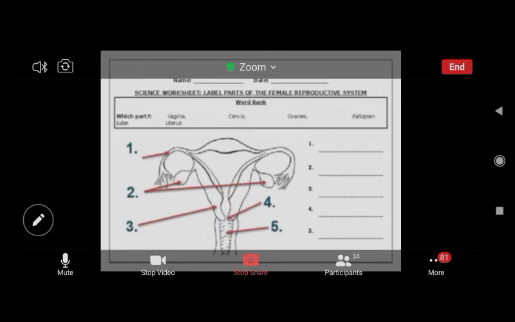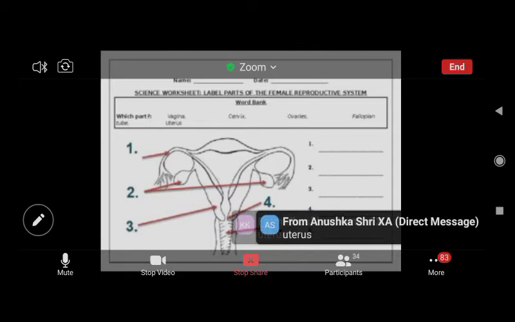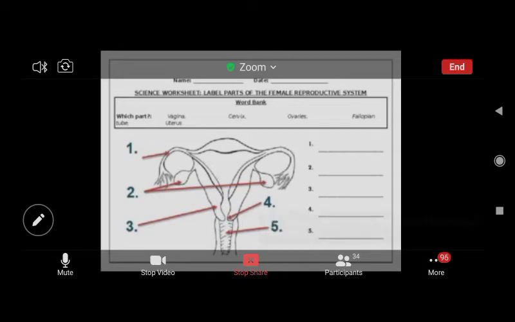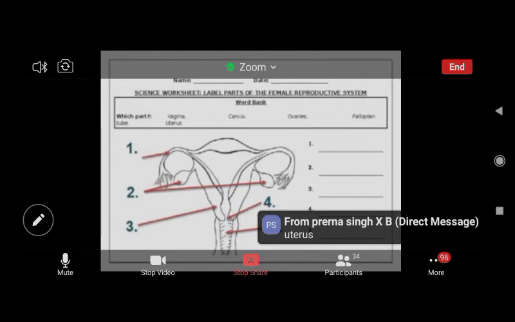Okay, fine. Now, the labeling 3. What is the labeling 3? Okay, very good. No, Pushkar, wrong. We are talking about labeling 3. Yes, correct. Labeling 3 is uterus, not cervix. Yes, it is the uterus, not cervix.